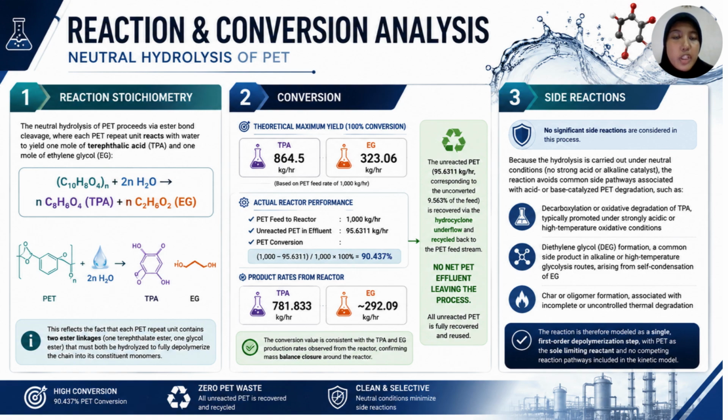Moving on to the reaction and conversion analysis, our plant utilizes the neutral hydrolysis of PET via ester bond cleavage. Stoichiometrically, each polymer repeat unit contains 2 ester linkages, meaning it reacts with 2 moles of water to fully depolymerize into 1 mole of TPA and 1 mole of EG.